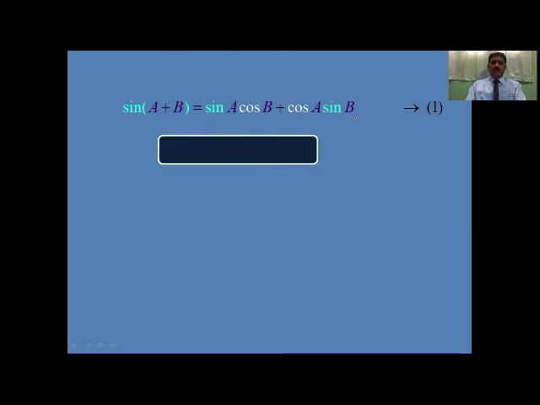We are going to see about the formula based on multiple angles. For that, I am going to consider sine of A plus B equal to sine A cos B plus cos A sine B. That is the first formula I am going to take to derive this. The formula is sine of 2a equal to 2 into sine a cos a. To derive this formula, if you observe your left hand side, this is in the form of 2a.